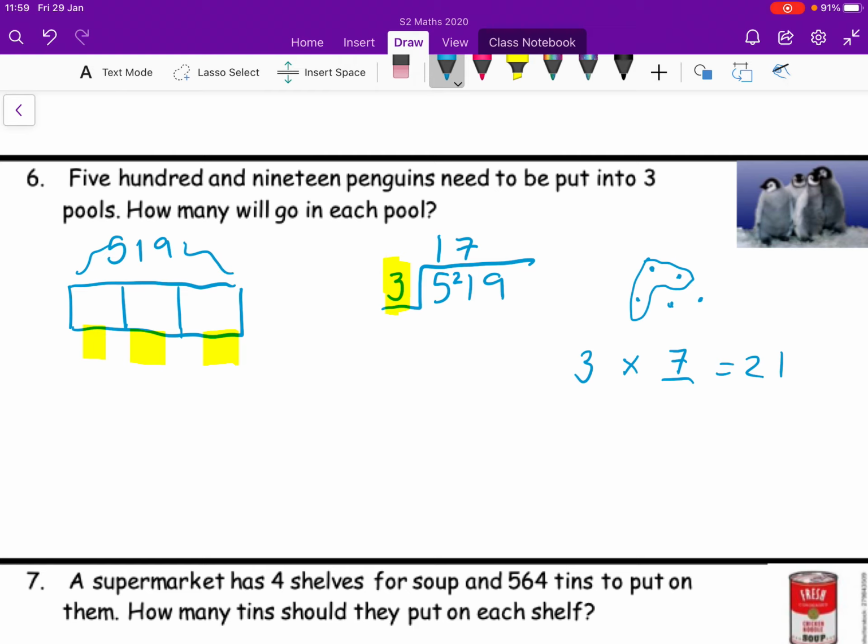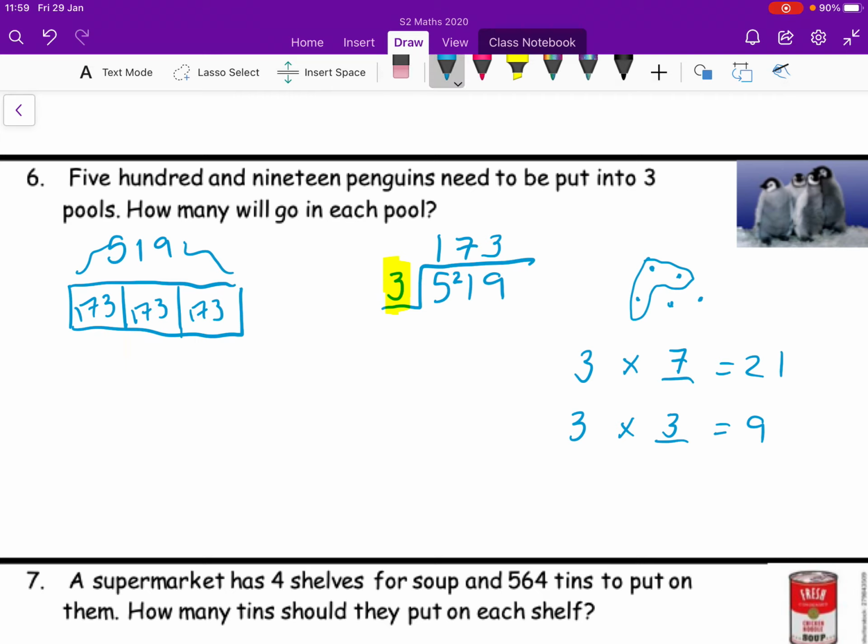And then the last one, how many groups of 3 are there in 9? So 3 times by what gets you 9? So 3 3s are 9. So that would go up here. So I put it into my little bar, and if I wanted to double check, if I added up 173, 173, 173, that would indeed give me 519.